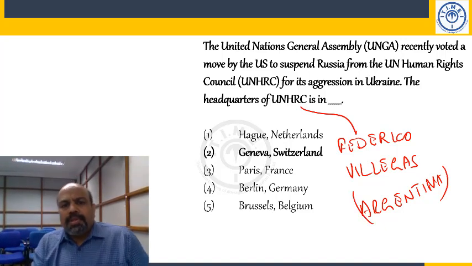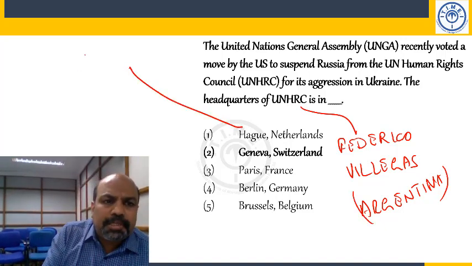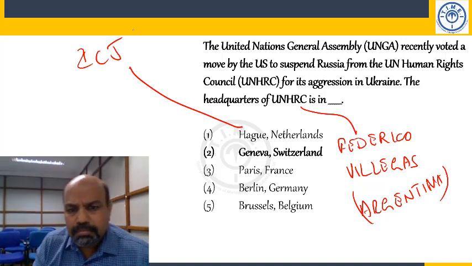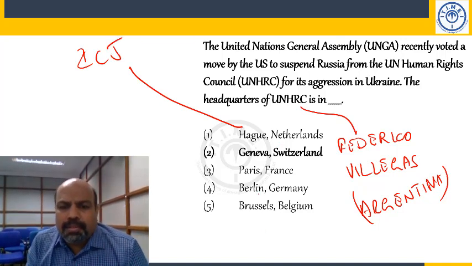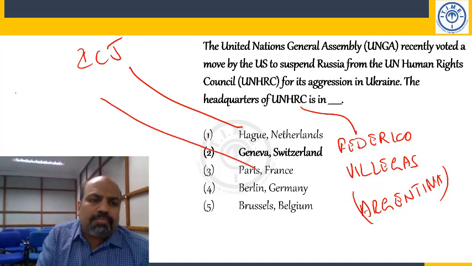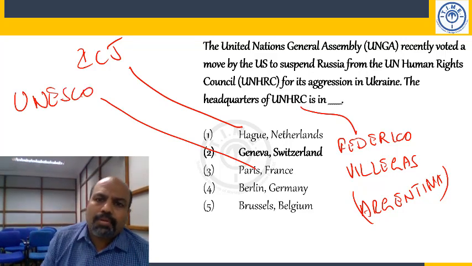Hague, Netherlands is home to the International Court of Justice. We discussed the other ones. Paris, UNESCO.